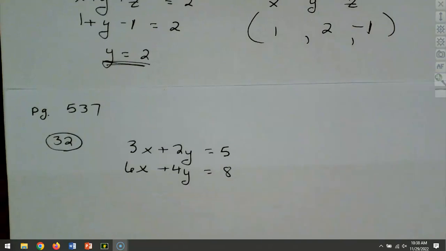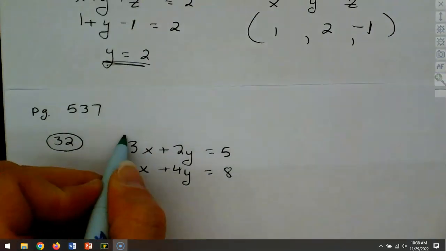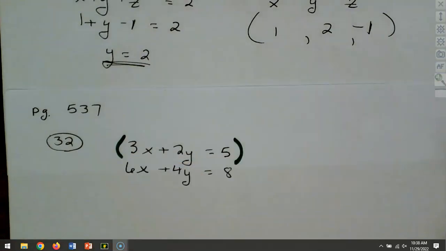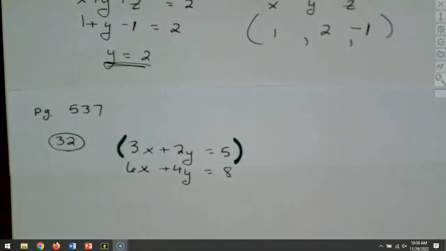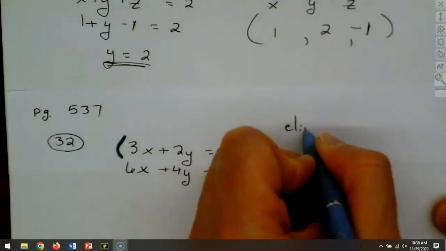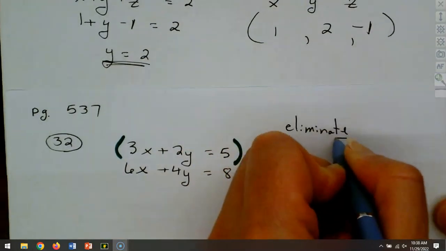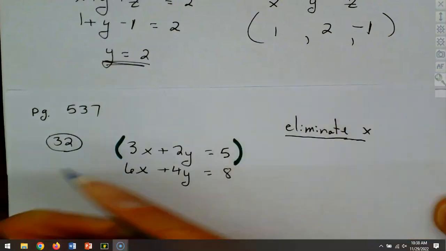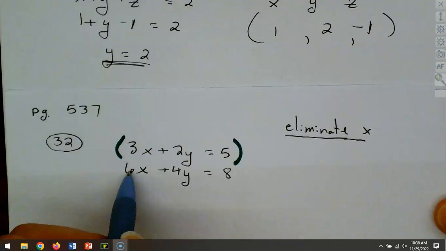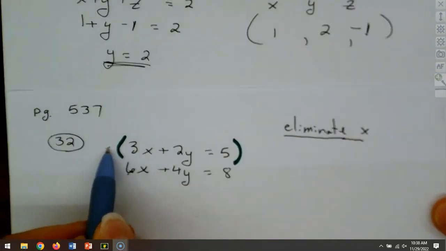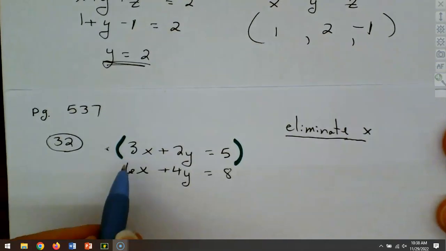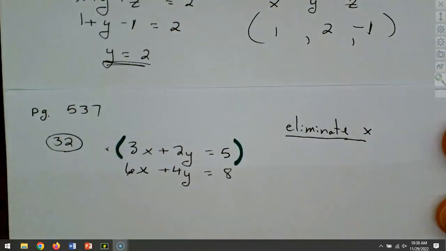So the first thing we need to figure out is how we can clear out one of the variables. Doesn't matter which one we use. Either the x or the y, they're about the same. I would say take the first equation, and I'm going to eliminate for x. So can anyone tell me what I would use to eliminate for x in the first equation? This one has a 3. This one needs a 6. So what do I need to multiply this first equation by to make it a 6 here? What would I use? Can anyone tell me?